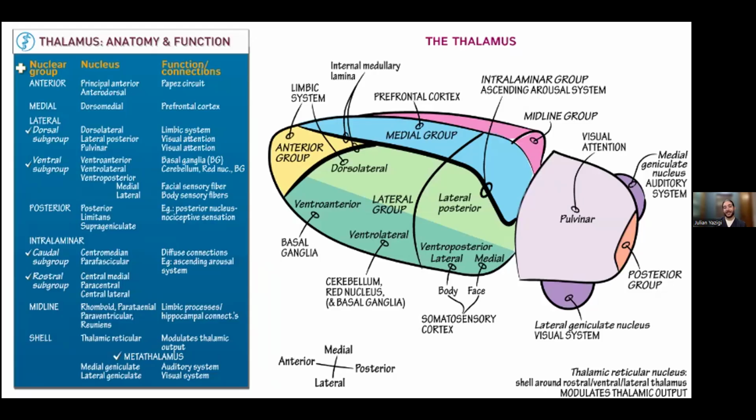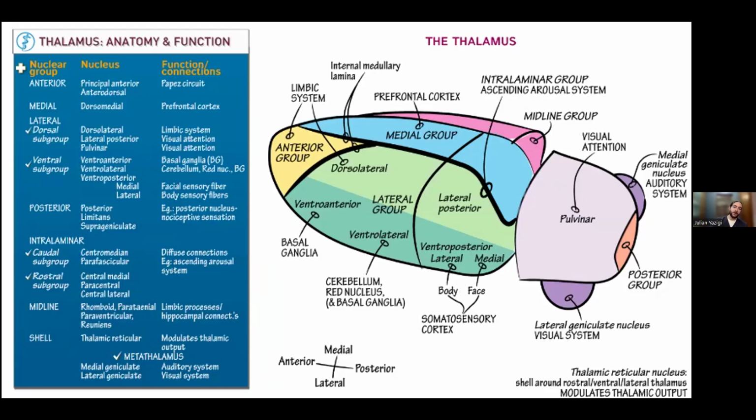A key clinical linkage is that pure sensory stroke syndromes commonly arise from infarction in the ventral posterior nuclei, particularly in territories supplied by the thalamo-geniculate arteries.